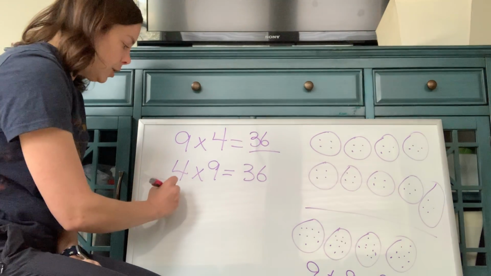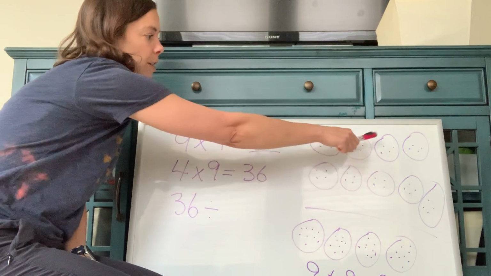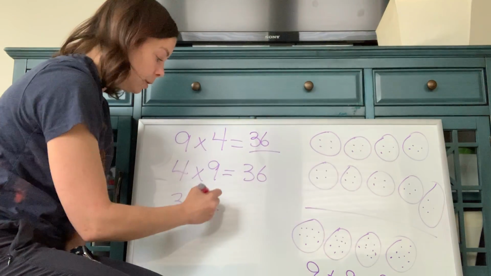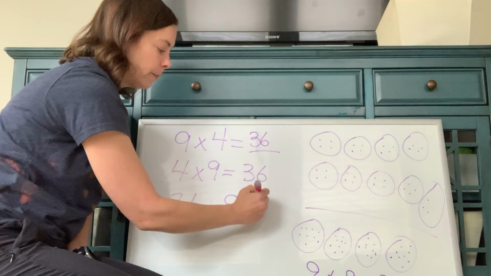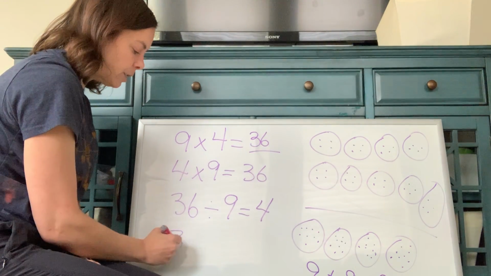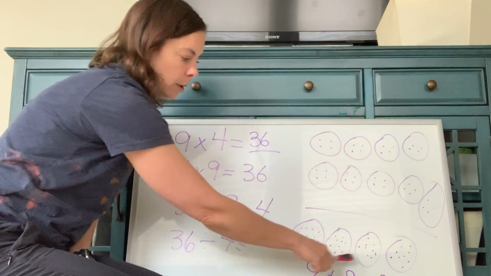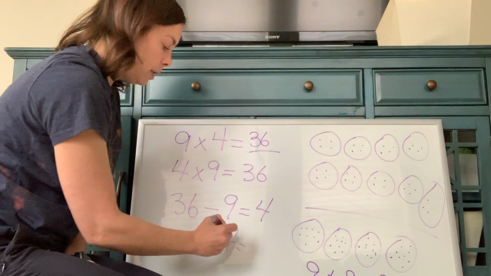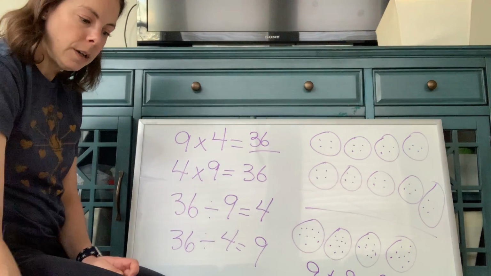All right, now division. I'm going to start with the total, 36, and I'm going to divide it into 9 groups. How many were in each group? 4. Then I'll start with 36 and I'll divide it into 4 groups. And there were 9 in each group.